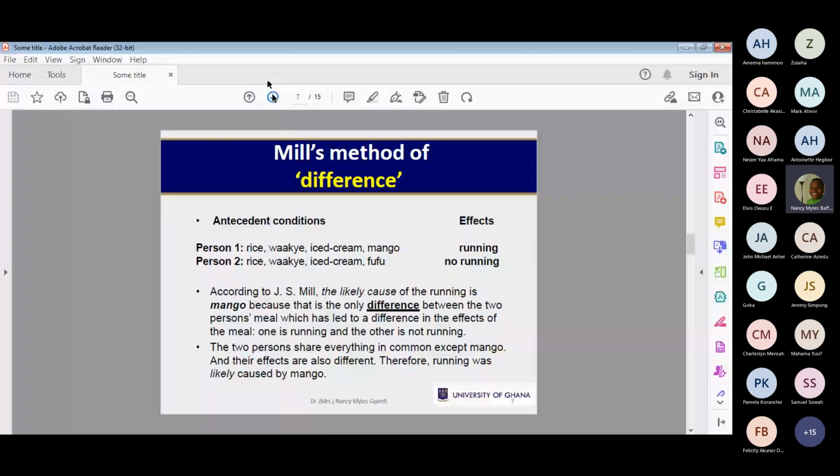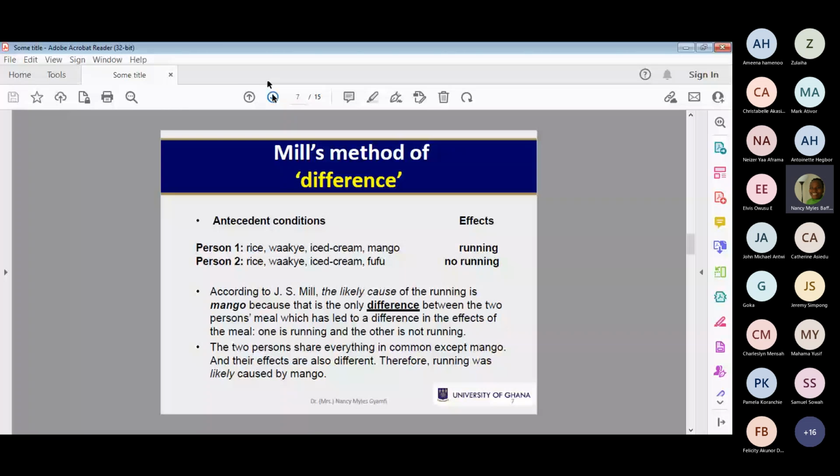When can you apply the method of difference? The two persons you're investigating, the two scenarios, if you like, should have what? Common antecedent conditions, with the exception of one. So there should be a different antecedent condition, so that you can now trace that difference to the effect and say that, oh, voila, it was because of the mango in our example on the screen now. Why? Because look at what is happening at the effect.